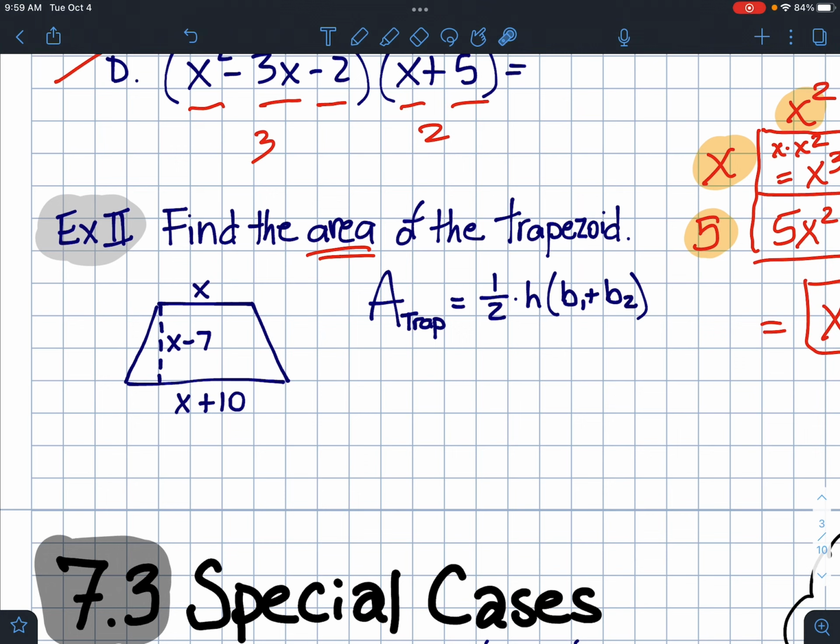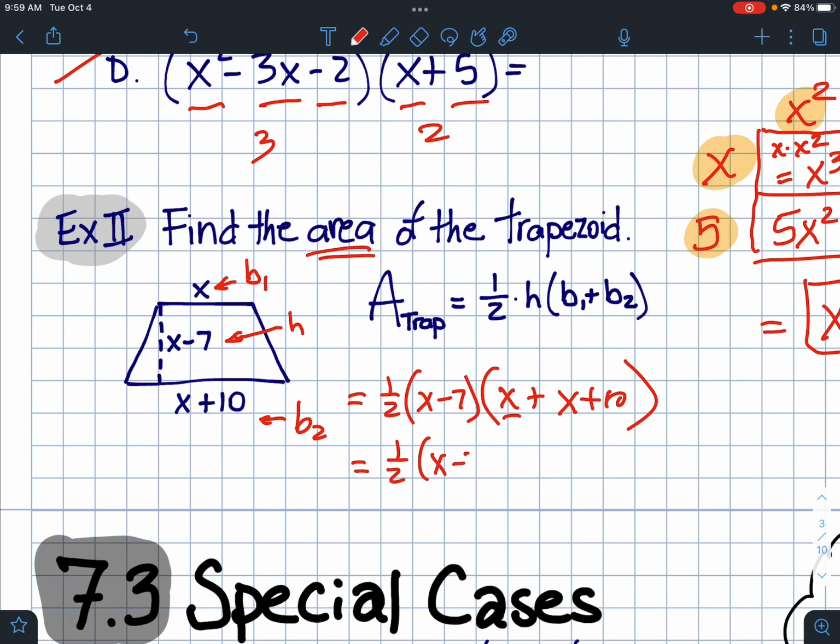So the area of a trapezoid, which you've probably forgotten from geometry days, is there. So I have to take 1/2 times the height, which is x minus 7, times base 1, which is x plus, so here's base 1, here's base 2, and here's the height. So plus x plus 10. All right, so in essence, I have 1/2 times x minus 7 times 2x plus 10.